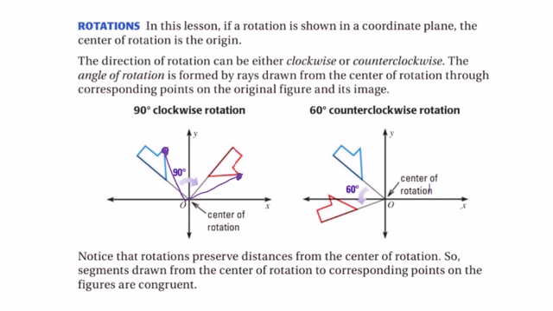Right, so it does say, notice that rotations preserve distances from the center of rotation. So the segments can be drawn to corresponding points on the figures, and those segments are going to be congruent. So that distance right there is going to be congruent to that distance.